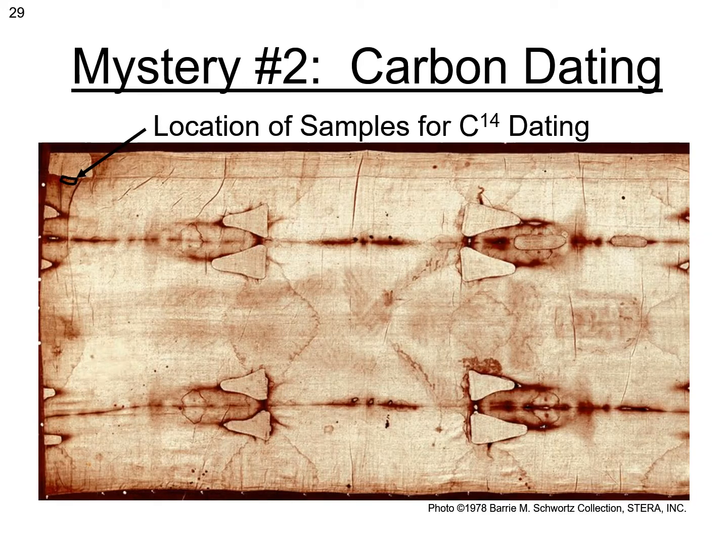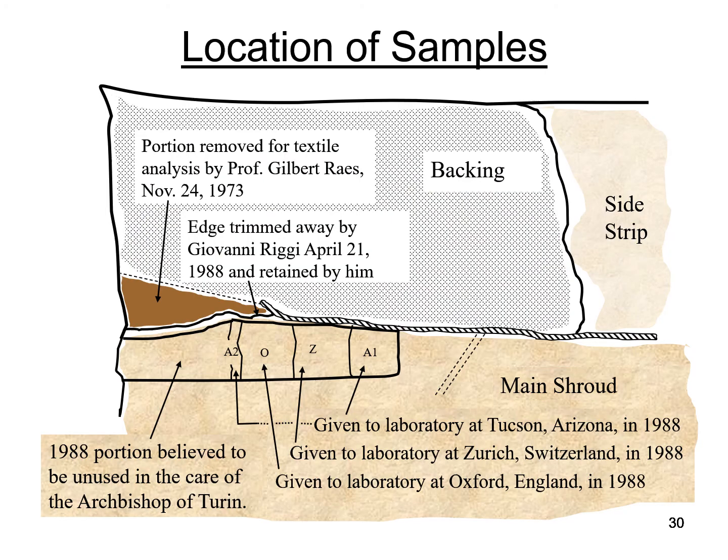Mystery number 2, the carbon dating of the shroud in 1988, will now be considered. The samples for the carbon dating were cut from the corner of the shroud to the left of the front image if it is placed vertically. The samples were cut from an area next to where a section of the side strip had torn off, probably due to handling at some unknown time in the past. This allows the backing cloth that was sewn to the shroud to be seen, as in this diagram.